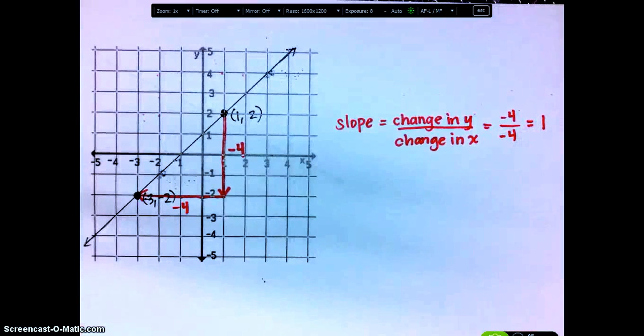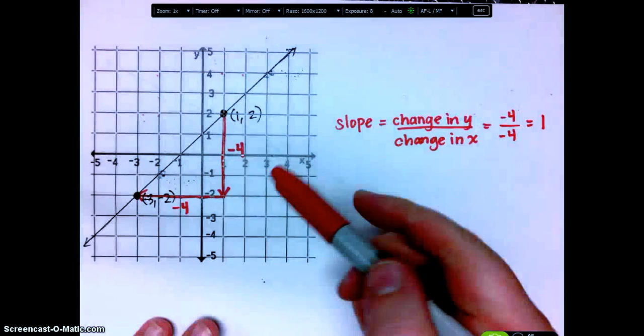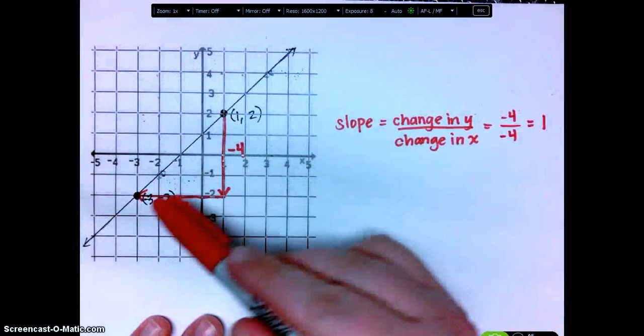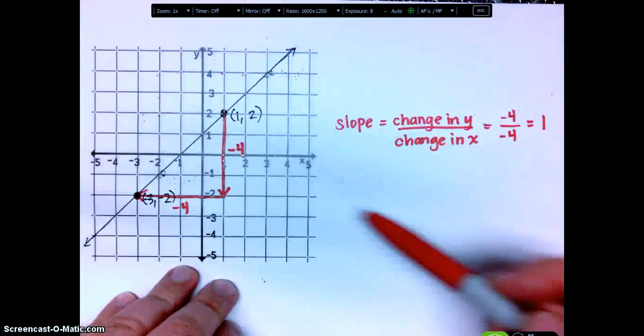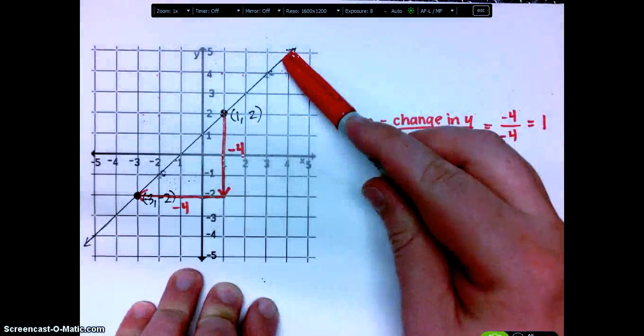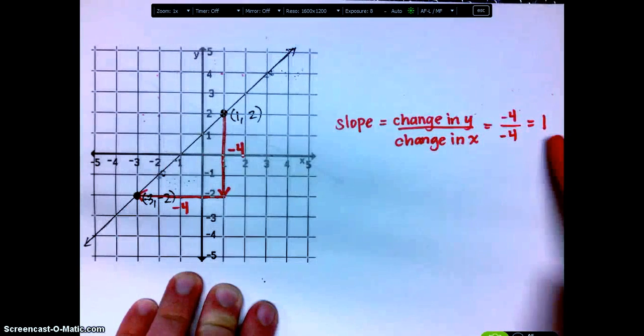So as you can see, I chose two different points, I went two different ways, and I still got the same slope for this line. Now as you can tell, this is a positive slope, it's going up just like the mountain, so I got a positive number for my slope.